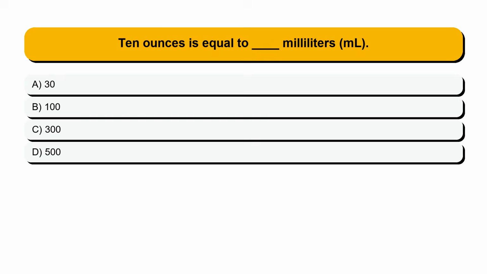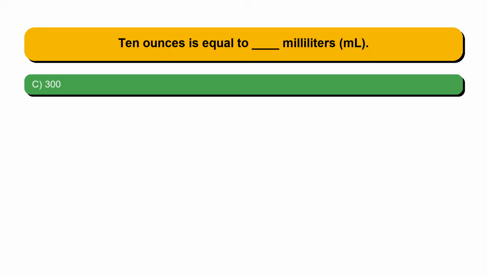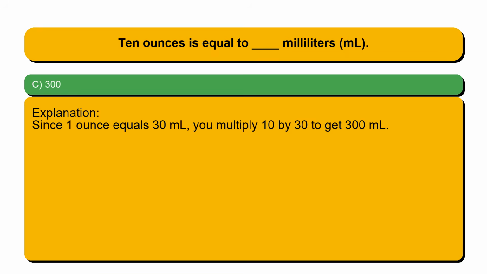Question 11. 10 ounces is equal to blank milliliters, ml. Option A, 30. Option B, 100. Option C, 300. Option D, 500. The correct answer is option C, 300. Since 1 ounce equals 30 ml, you multiply 10 by 30 to get 300 ml.